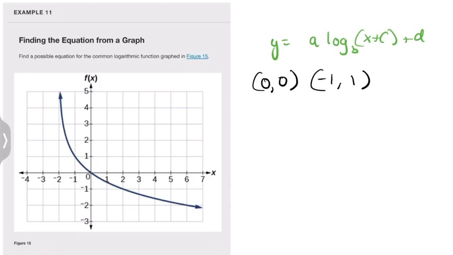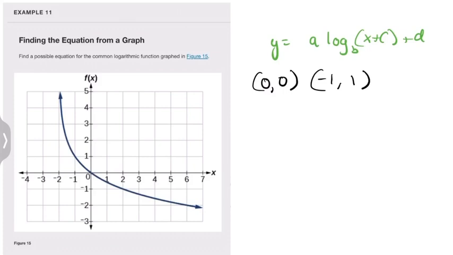Okay, so here we're asked to find a possible equation of the common log. So we're going to use this general form, y equals a log base b of x plus c, plus d. And when I look at the graph, it looks like it passes through the origin and through -1, 1. All right. So we're going to work with those points. Now it looks like the vertical asymptote has been moved left by 2.